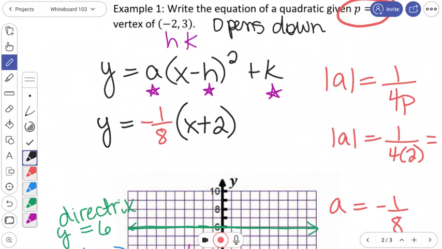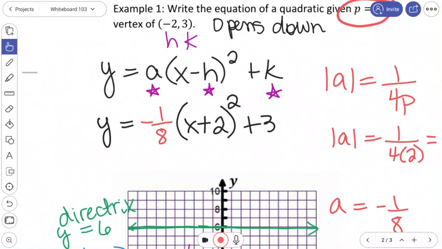What does minus a negative really mean? It means plus 2. All of that is squared, and then we're going to add our k value. Our k value is 3, so plus 3. And that right there is our equation of the parabola with the given information.